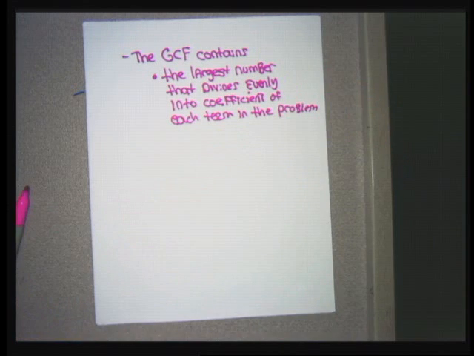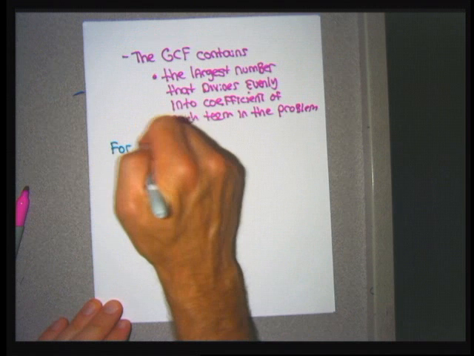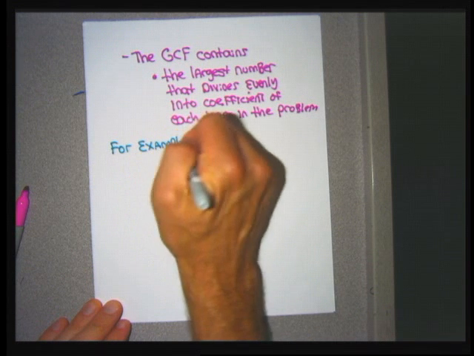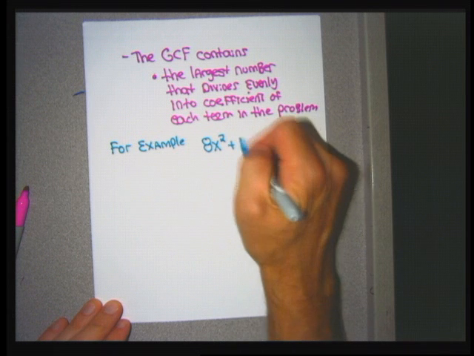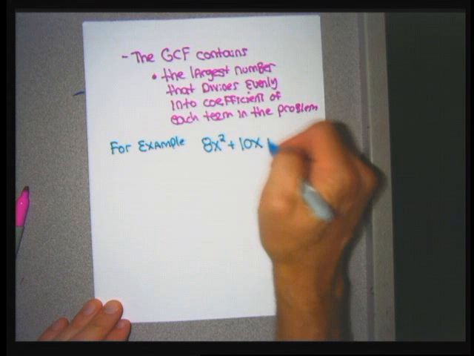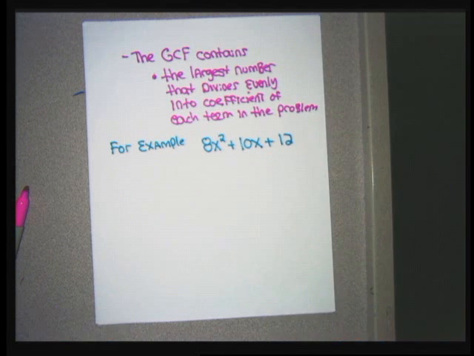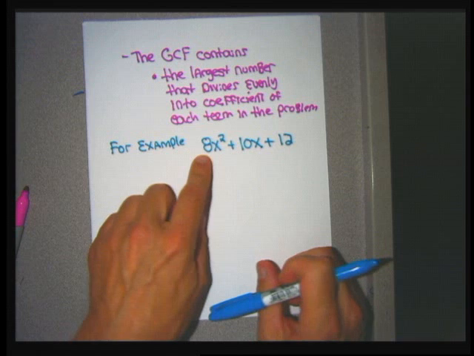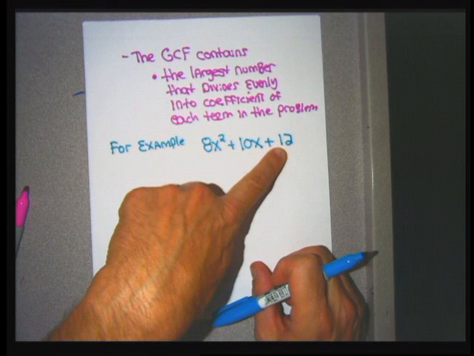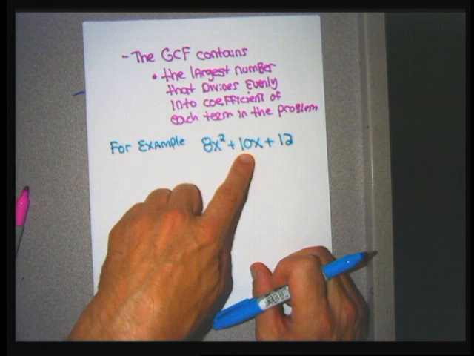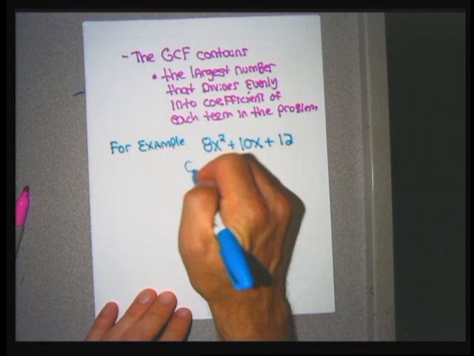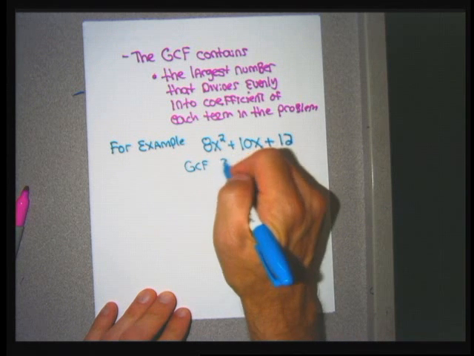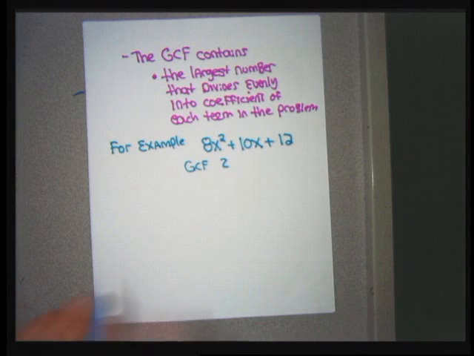And then I should do an example. For example, in this problem, 8x squared plus 10x plus 12, the largest number that divides evenly into 8, 10, and 12 is 2, because 2 goes into 8, 2 goes into 10, 2 goes into 12. 4 goes into 8, but 4 doesn't go into 10. 4 does go into 12. 2 is the biggest number that goes into each. So the number part of the greatest common factor would be 2 in that particular example.